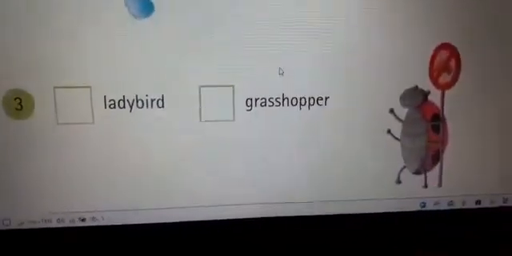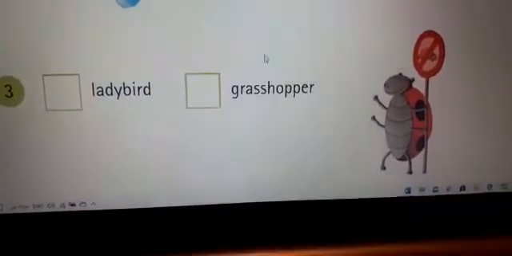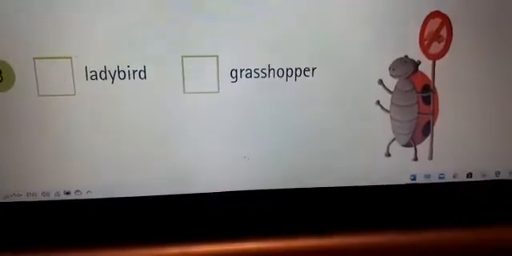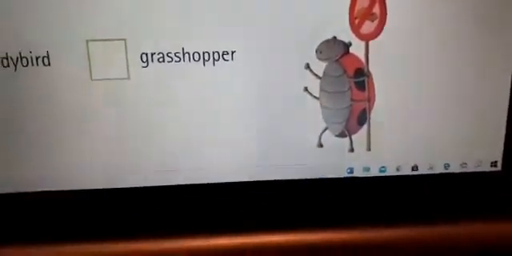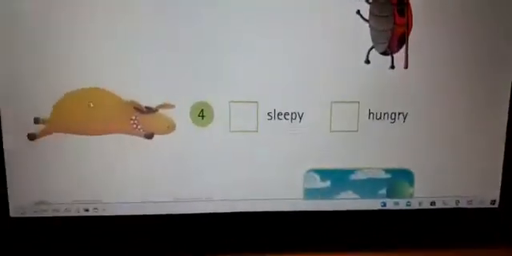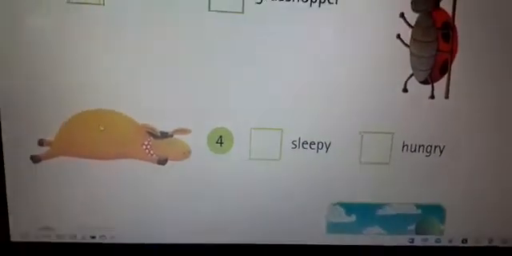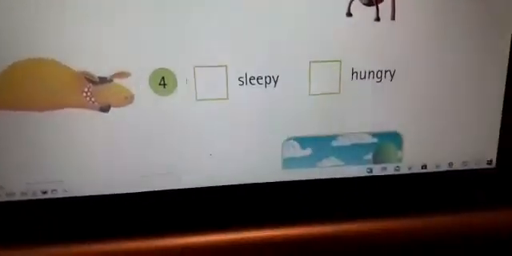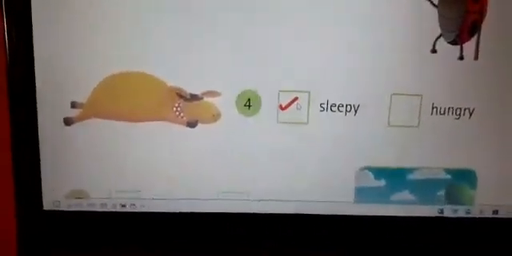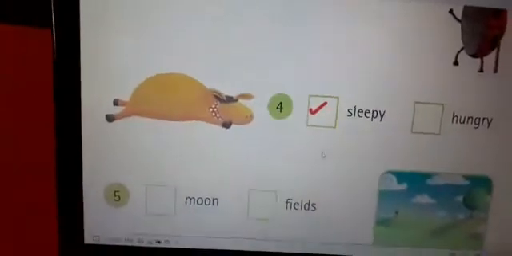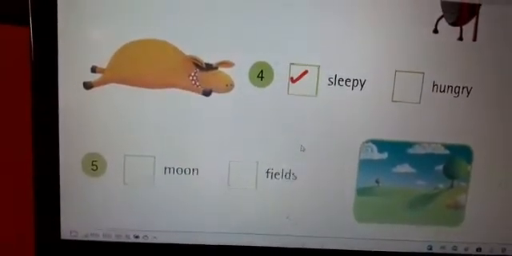Now this one, is he a grasshopper or ladybird? I think it is ladybird. Look at the dots it has on its back. Now, here, what do you think about Arthur? Is he sleepy now or hungry? Look, he cannot stand up, so I think he is sleepy. Sleepy is when you want to sleep and you cannot stand up.